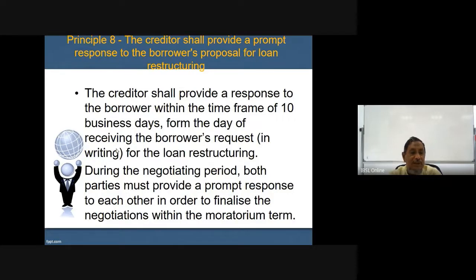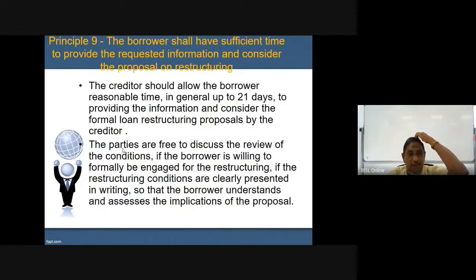During the negotiation period, the parties must provide prompt responses to each other in order to finalize the negotiation within the moratorium term. So the moratorium lasts until the negotiations come to a settlement on a recovery plan of restructuring. Loan installment recovery may be postponed. That's called moratorium.